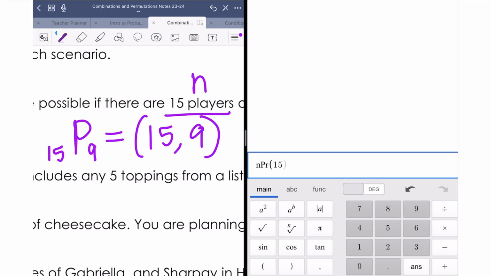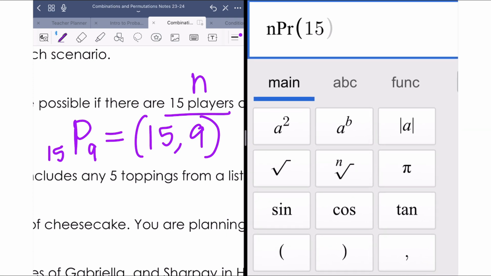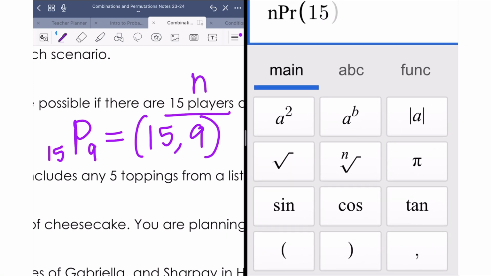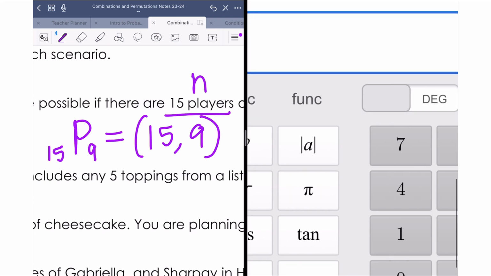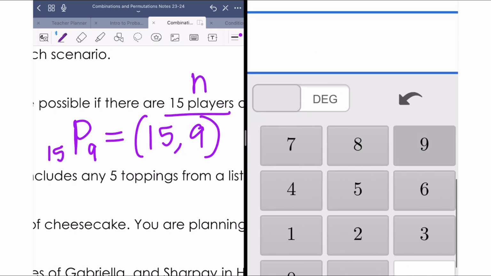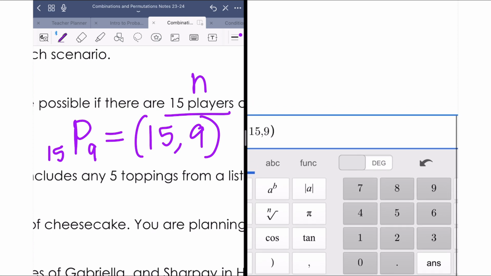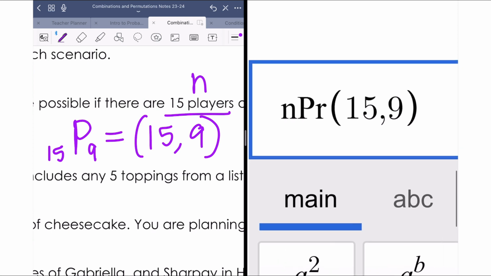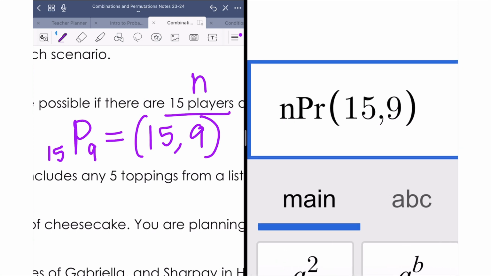So 15. And then you need a comma. So if you don't see the comma, it's right here under tangent. Comma and then 9. Okay, and then you close the parentheses. So make sure on your calculator it looks like this.